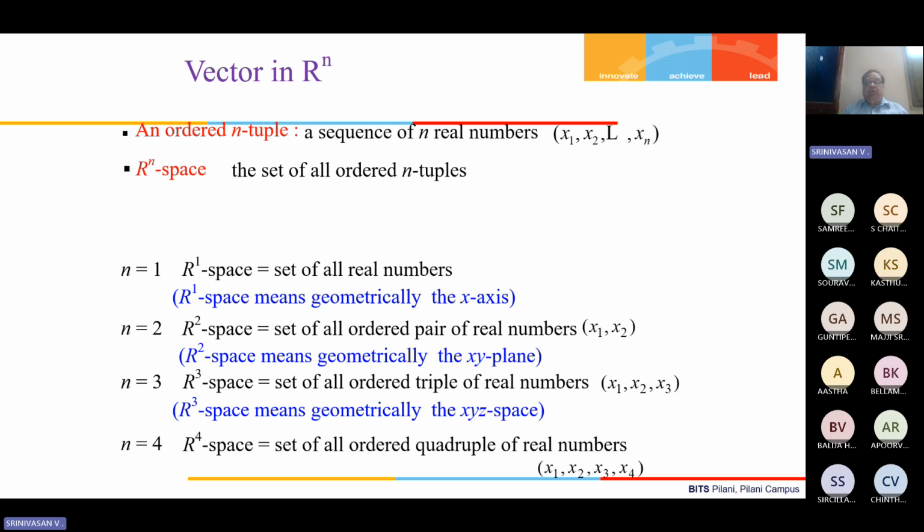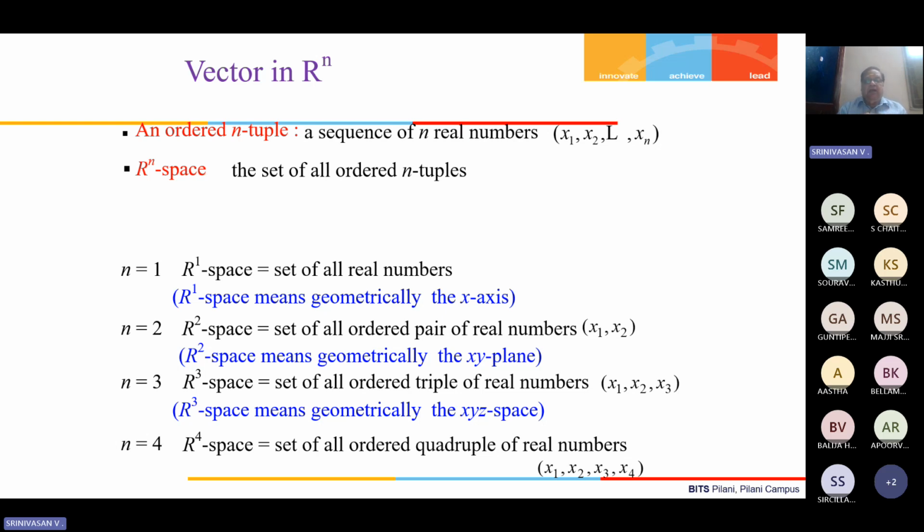R1 space means geometrically the x-axis. On the x-axis, you have the set of all real numbers from minus infinity to plus infinity. It is one-dimensional. n equal to 2, R2 space. Each point is an ordered pair, the set of all ordered pairs of real numbers of the form x1, x2. R2 space means geometrically the xy plane, that is, you have OX and OY, which are mutually perpendicular. In other words, it's two-dimensional.